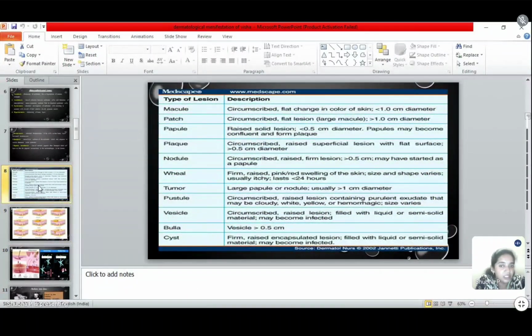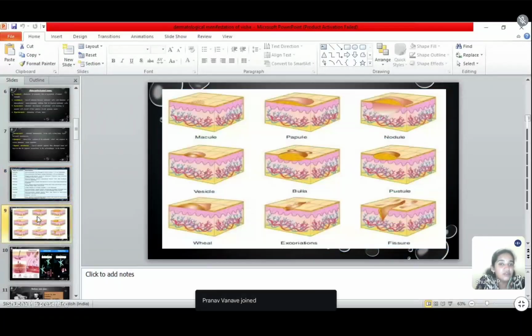Next, you see a wheal. It's a firm, raised, pink or reddish swelling of the skin. Size and shape may vary. Now, in a wheal, usually it's itchy and lasts less than 24 hours. Many of you might have experienced a wheal.